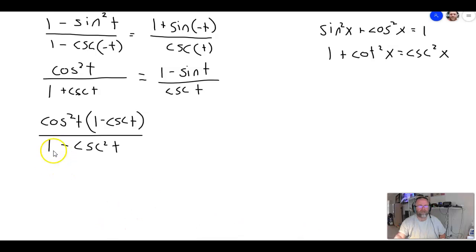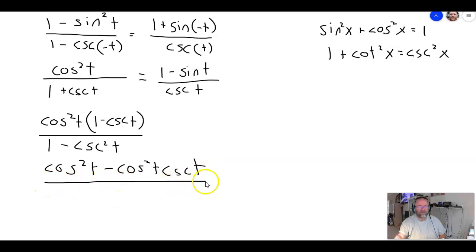Okay, so I'm going to distribute this out. So this is going to be cosine squared of t times the 1, minus this thing, so that'll just be cosine squared of t times cosecant of t. So that's what we'll get on the top. And on the bottom, we're going to use this thing over here.